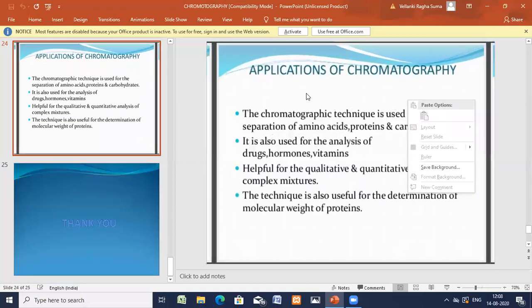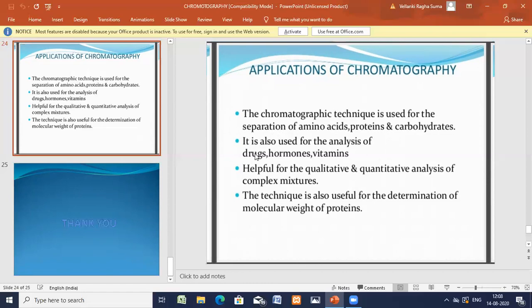Now we'll see the applications of chromatography. The chromatography technique is used for the separation of amino acids, proteins, and carbohydrates. It is used for the analysis of drugs. Different drugs are being prepared, and analysis will be done for them. In drug analysis, generally this chromatography is employed.